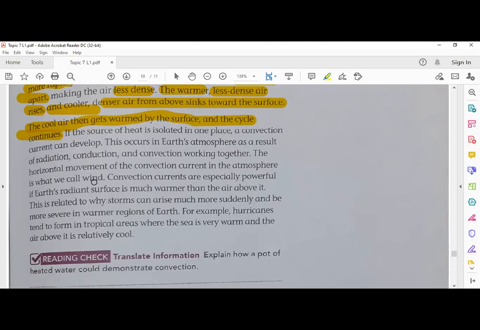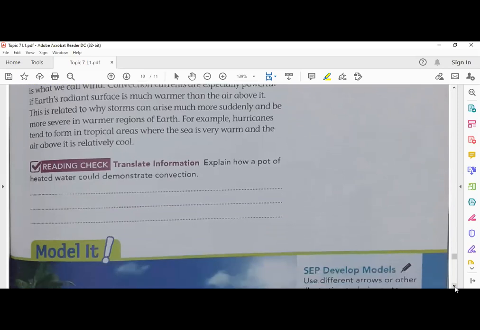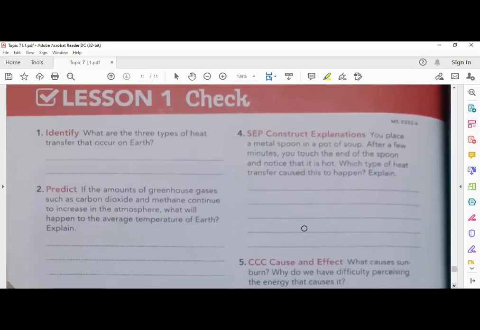Okay, let's go to this question. I think we talked about it. Now, the lesson check. Who can read this question and answer it? By the way, it's very easy. Me, can I answer the first one? Yes, Nisreen, go ahead. Convection, conduction, and radiation. Yes. What are the three types of heat transfer that occur on Earth?